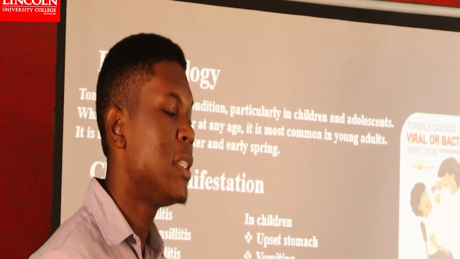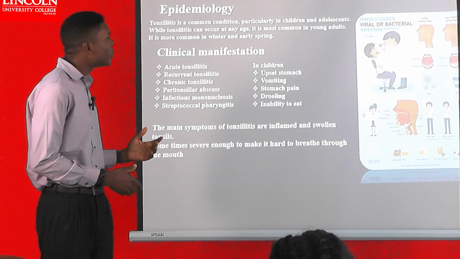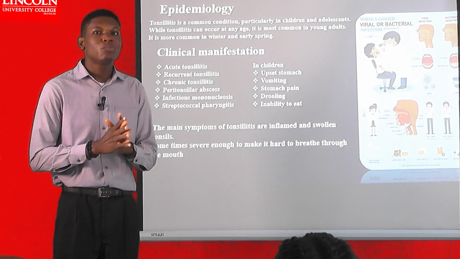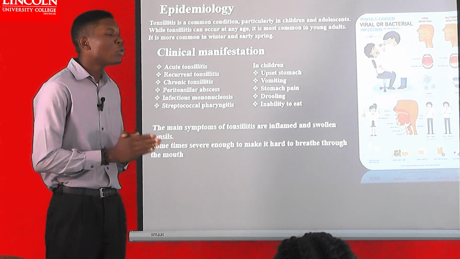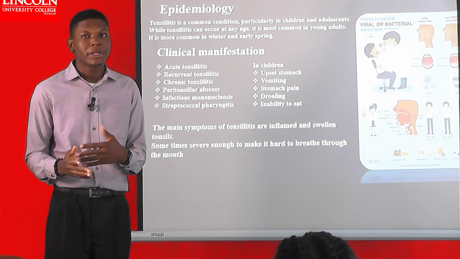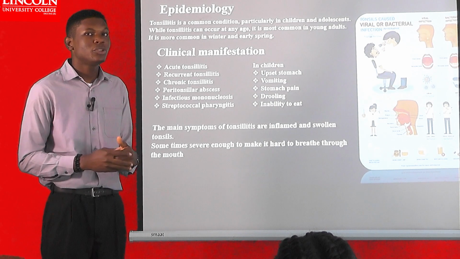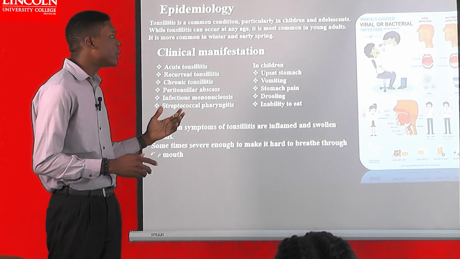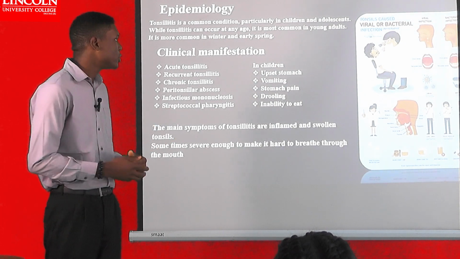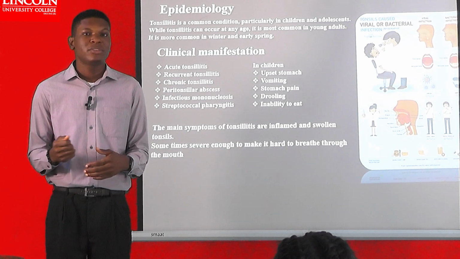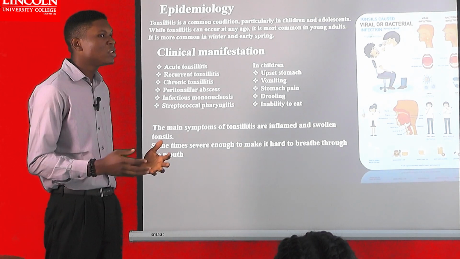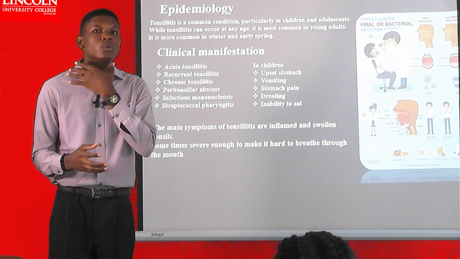Now, the epidemiology of tonsillitis. Tonsillitis is a common condition, particularly in children and adolescents. While tonsillitis can occur at any age, it is more common in young adults, and it occurs mostly during winter or early spring. Symptoms of tonsillitis in children will include upset stomach, vomiting, stomach pain, drooling, and the inability to eat. Now, general symptoms of tonsillitis will actually be the swollen tonsils.